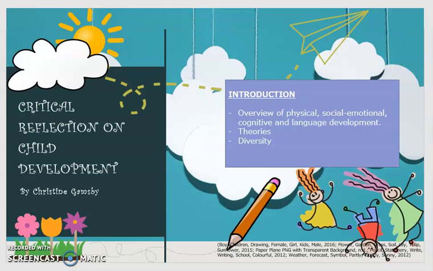I will discuss three main development domains, which are physical, social-emotional, and cognitive and language. I am focusing on three age groups of children, which are infancy, 0 to 2, early childhood, 2 to 6, and middle childhood, 6 to 12. Each development will outline a theory and diversity.